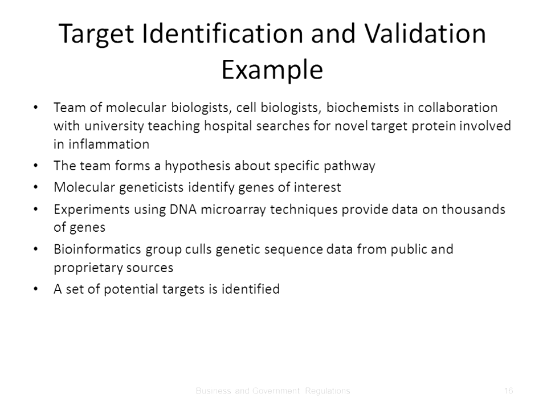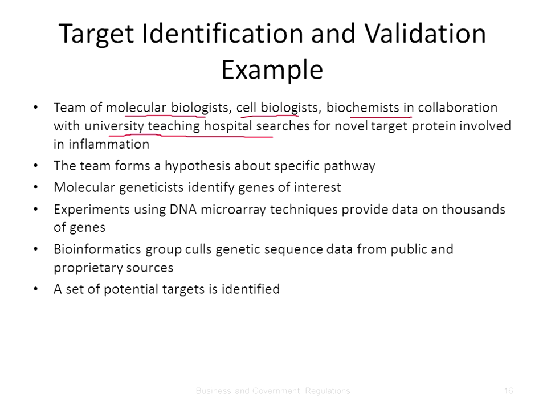Okay. So let's talk about target identification. So what I've done here is to just give you an example of how a whole team of experts might identify a target. So first, a team of different types of scientists, molecular biologists, cell biologists, biochemists, and they are in collaboration with a teaching hospital. They search for a novel target protein involved in inflammation.